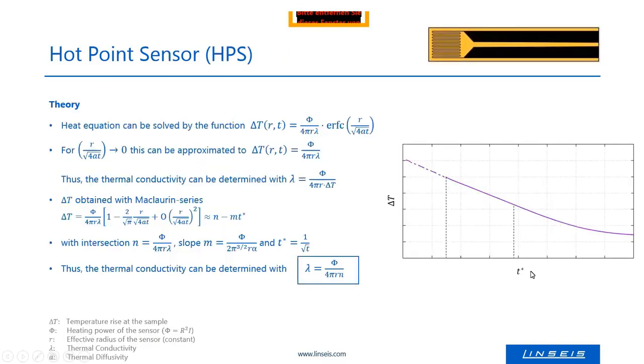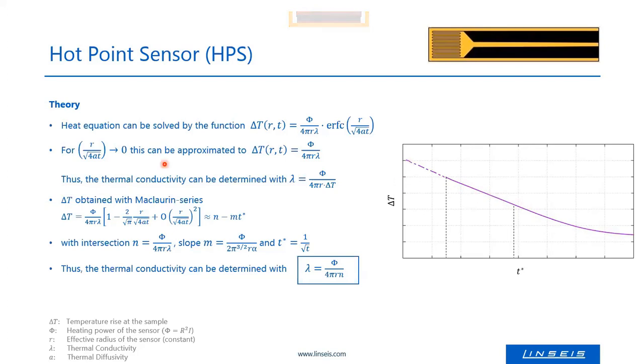Show this again. This T star is 1 over the square root of time. And then you get a curve like this. So long times are in this direction to the y-axis, and short times are here. This is the beginning of the curve. It needs a little bit until you get a stable signal, until the heat goes through the sensor and reaches the sample. And after a couple of seconds, you see a linear increase here.